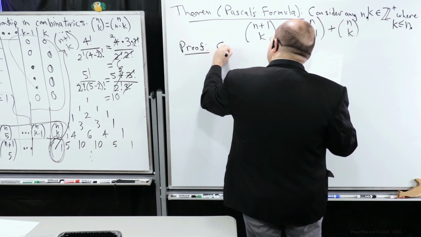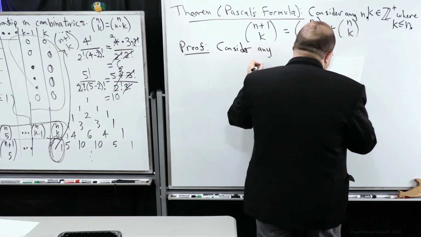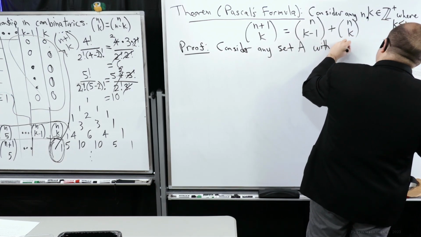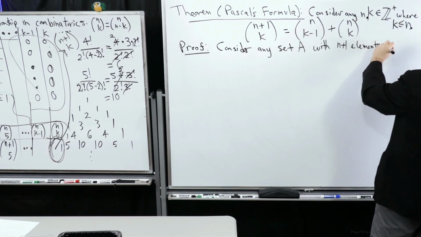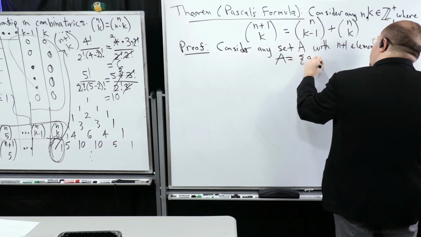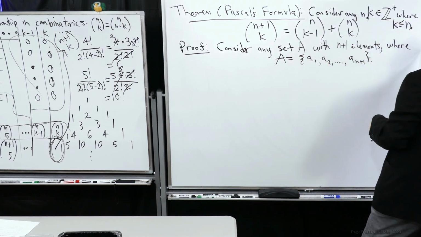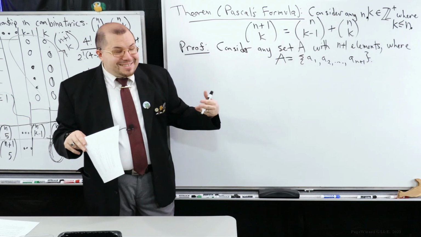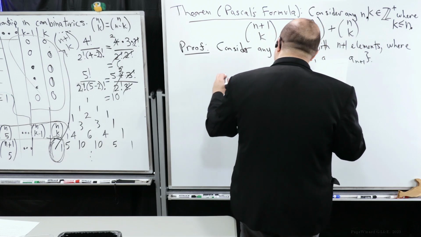So consider an arbitrary set A with n plus 1 elements. I'm just going to give those elements a name, where A is equal to a1, a2, all the way up to a_{n+1}. Now, here's the killer observation. This is going to come back to our basic counting principles.